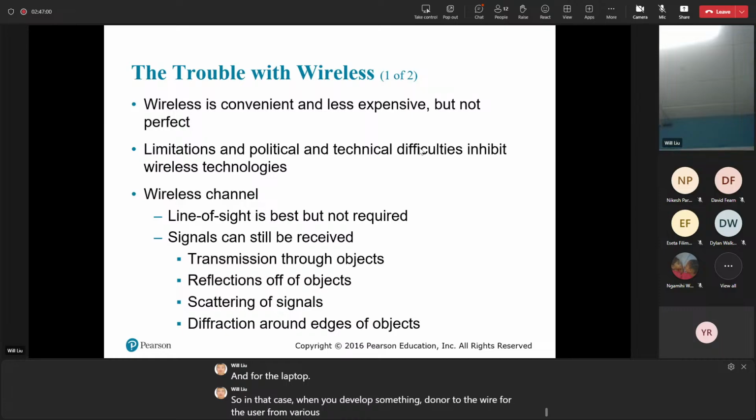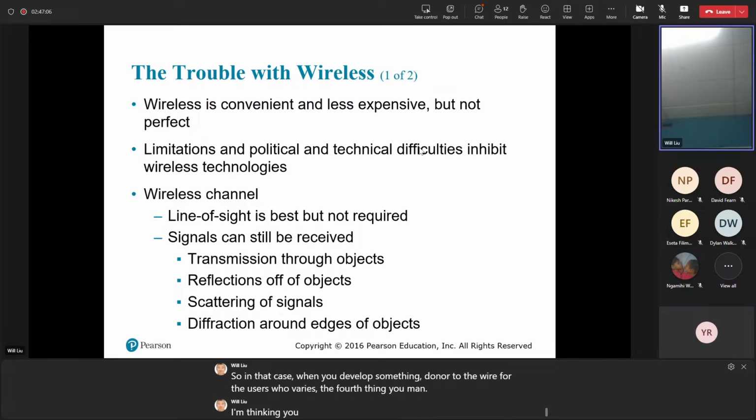So in that case, when you design for wireless, the first thing you must consider is energy efficiency. Are you using as little programming code as possible to do the same function? So this can actually be a challenge.